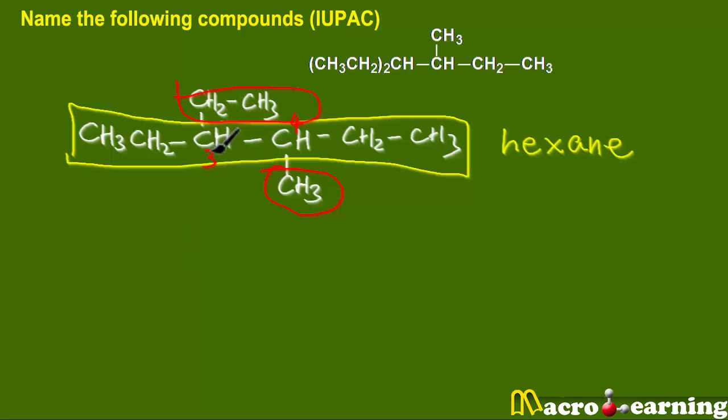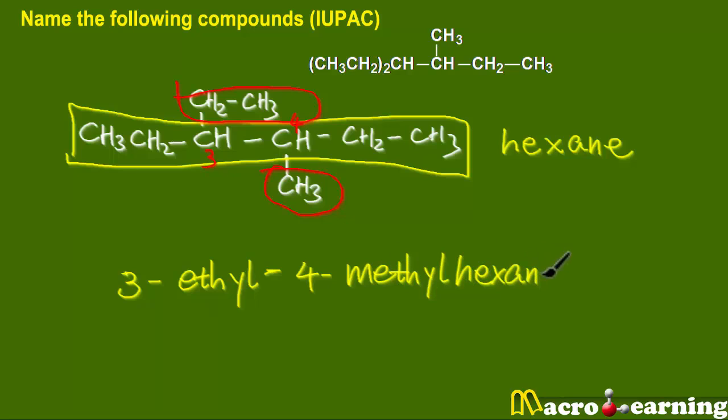It's ethyl on the 3rd carbon, so 3 ethyl. Remember, because it's got highest priority alphabetically, not only does it have the lowest number, but it appears in the front in the name as well, right? So we start with this one, 3 ethyl, 4 methyl, hexane. Did you follow me? Very nice. Next one now.